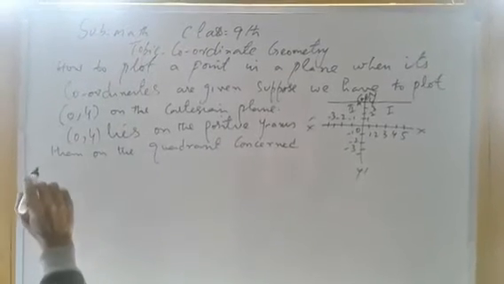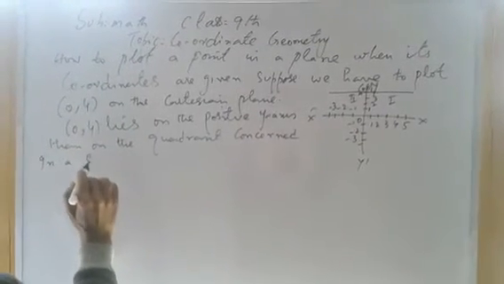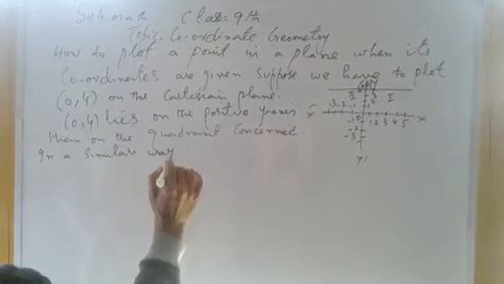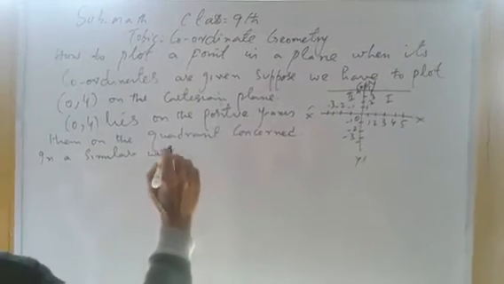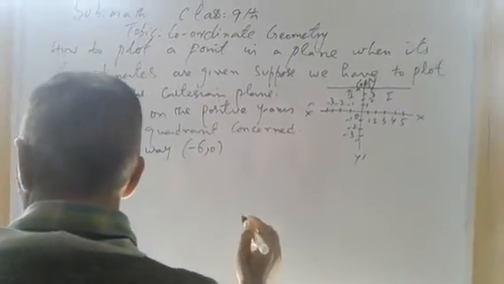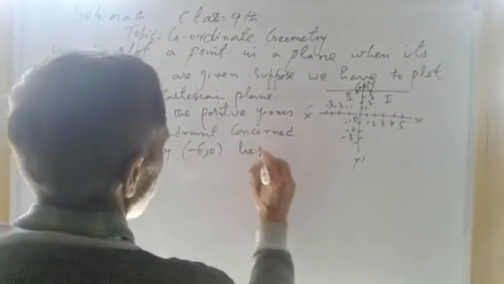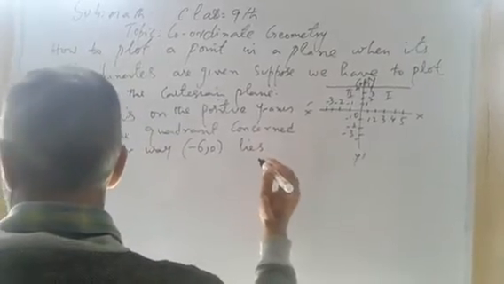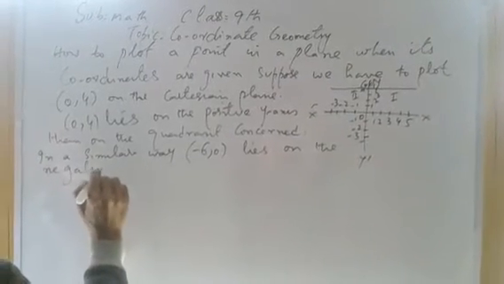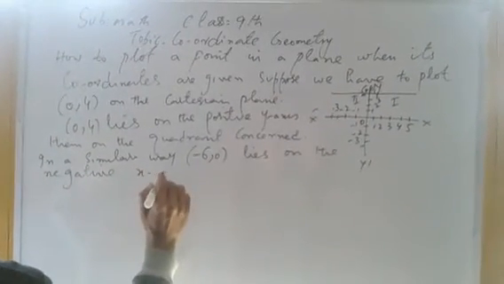In a similar way, the point (-6, 0) lies on the negative x-axis.